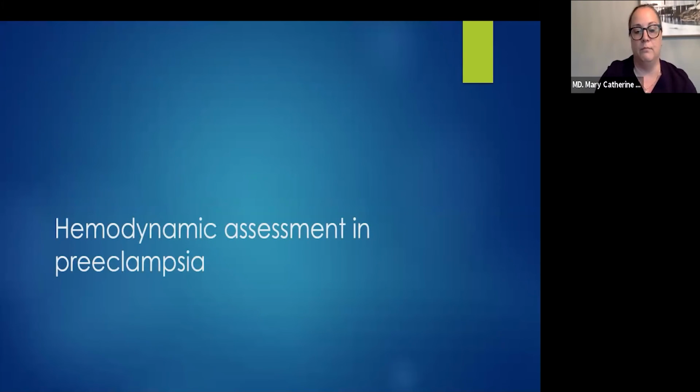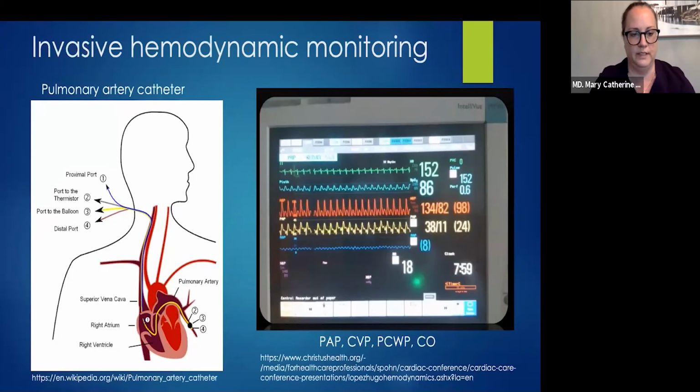I know I don't have much time, so I have a section here about hemodynamic assessment in preeclampsia. I'll try to run through that quickly, along with some of the additional modalities that we can use to really make sure we know the exact status of the patient, not only their blood pressures, but their fluid status.